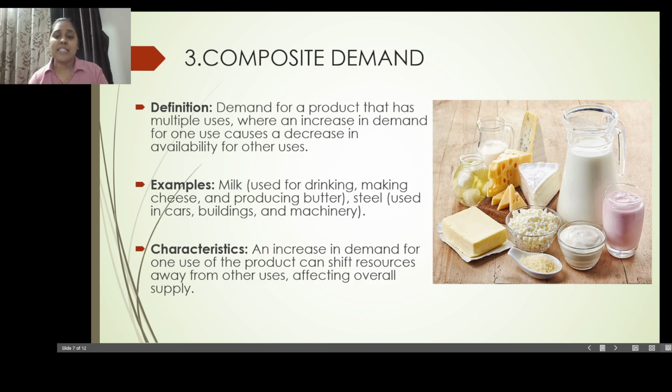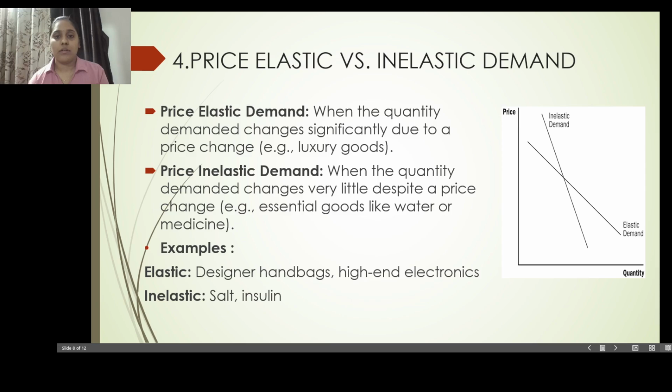Now let's look at price elastic versus inelastic demand. Not all products respond the same way to price changes. Some products see more change in demand when price changes, while others see little to no change. Price elastic demand changes a lot when price changes. For example, designer handbags, luxury cars, and high-end electronics. Price inelastic demand stays almost the same even when price changes. For example, salt, water, and medicine. This is important for businesses because it helps them decide their pricing strategy.